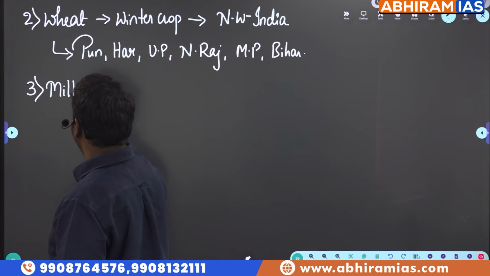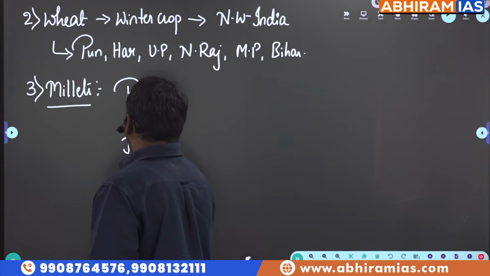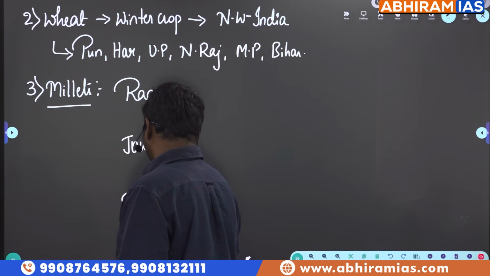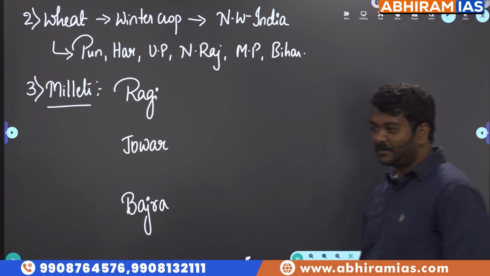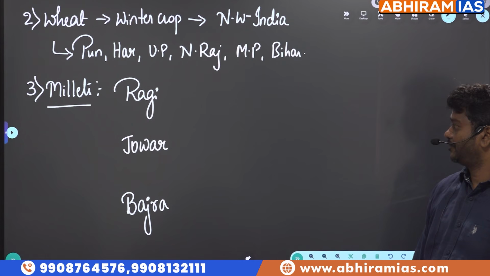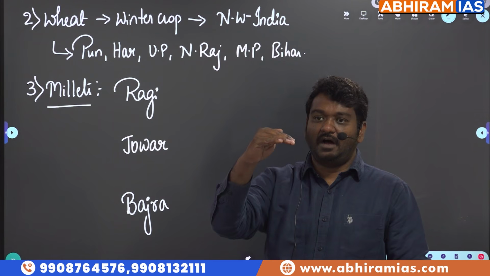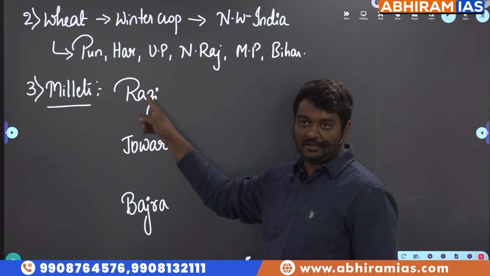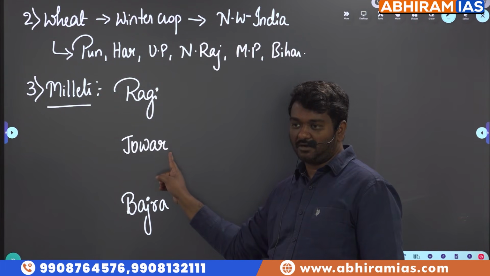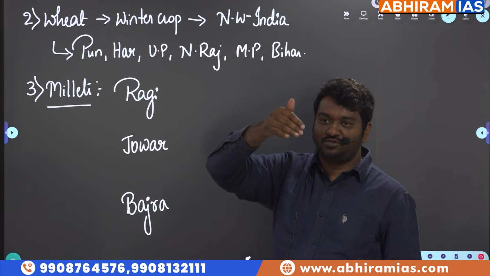Millets. Ragi, jowar, bajra. Try to remember like this. From the south, Tamil Nadu, Andhra, Karnataka: Ragi. Okay. North Karnataka, Telangana, Maharashtra: Jowar. Above Maharashtra, that is above the Vindhyas, Madhya Pradesh, Rajasthan, Gujarat: Bajra.